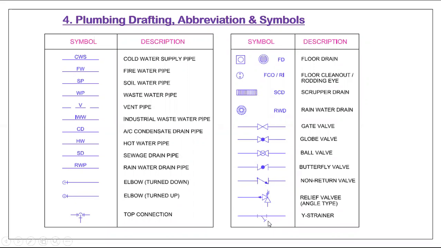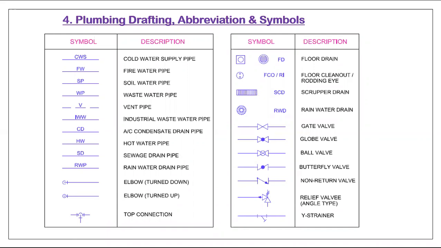Every Y strainer has a frame option. This is the Y type strainer. Another type of strainer is also there, that is called the bucket type strainer. In that bucket type Y strainer, there is also a drain.